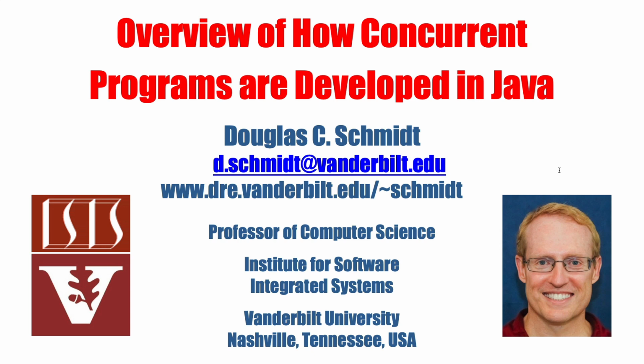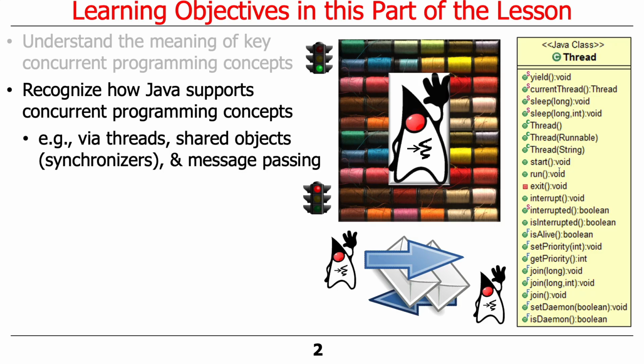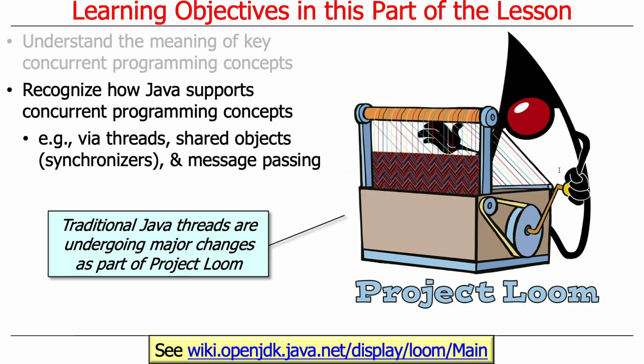So now that we've talked about concurrent programming conceptually, let's talk about how you can develop concurrent programs in Java. And I'll talk in a bit more detail about threads, what they are, what shared objects or synchronizers are, and what message passing is in Java.